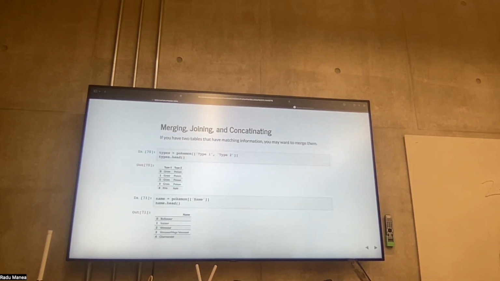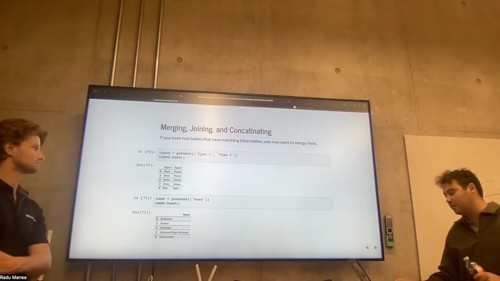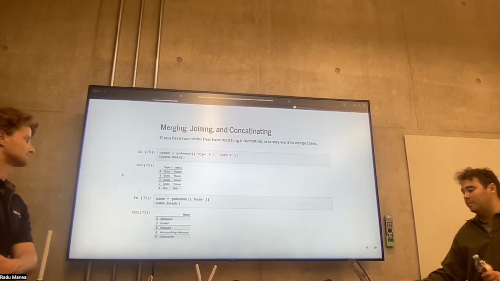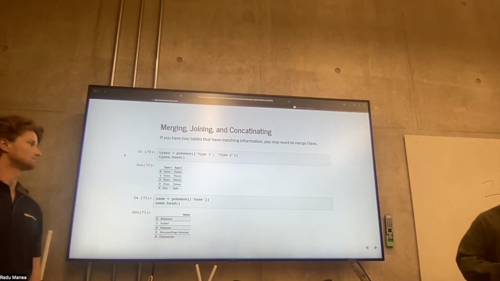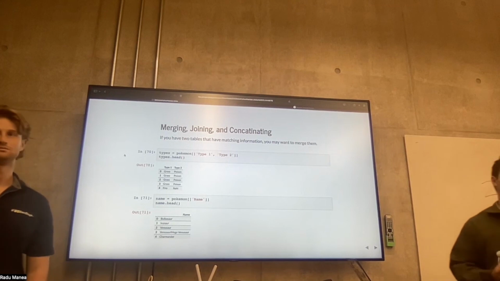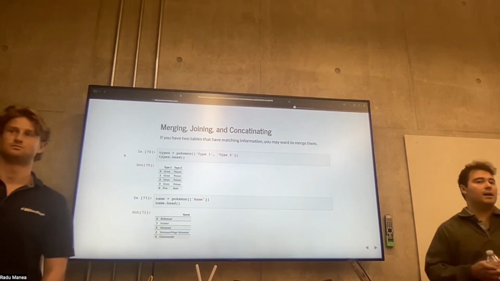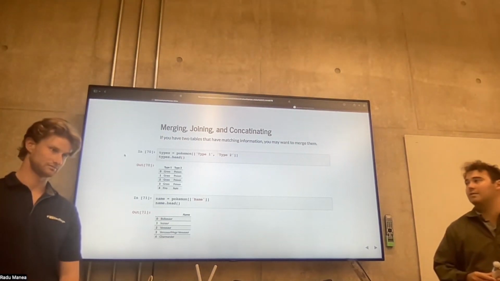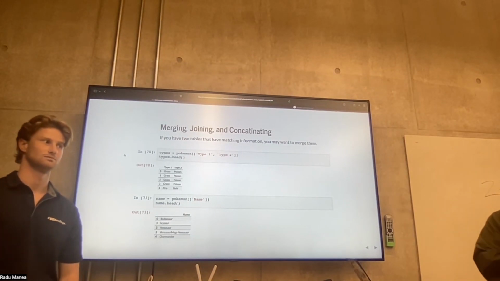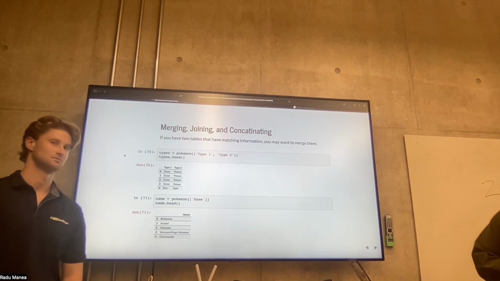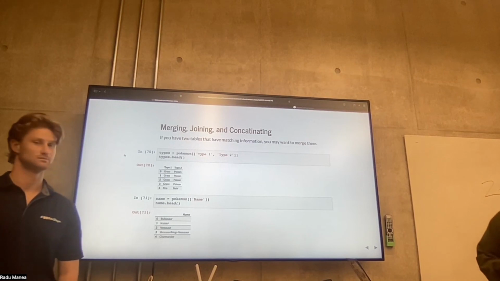Okay, merging, joining, and concatenating. For the sake of time, we're only going to be talking about merging here. But these are all ways to join tables. This happens a lot. Companies store their data in many different places. And sometimes they'll have a key in one table that you want to join with another table. And so there's a lot of different ways to do it. In this case, we're going to use merge.